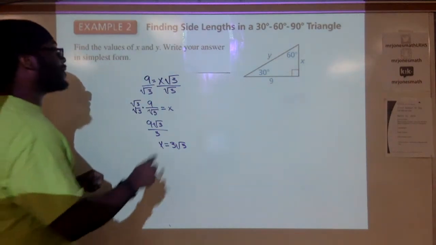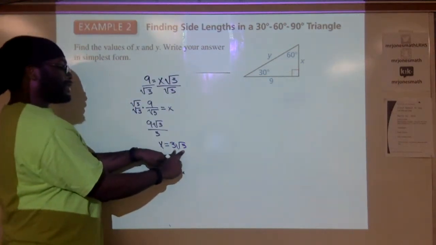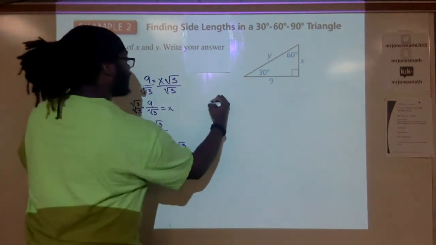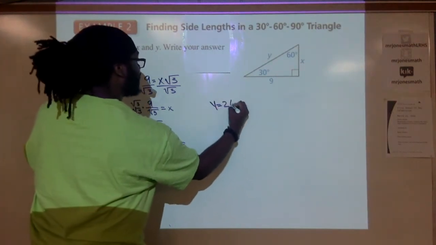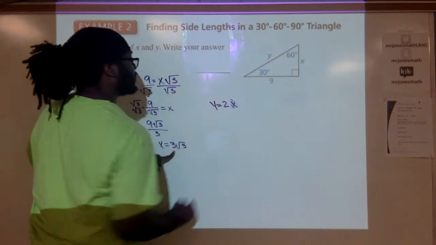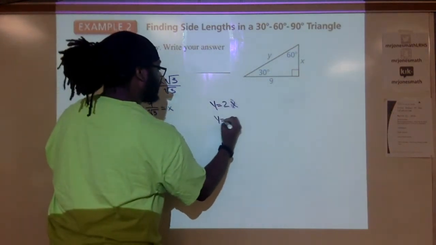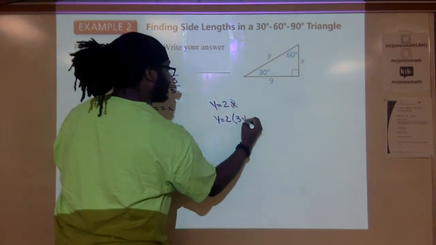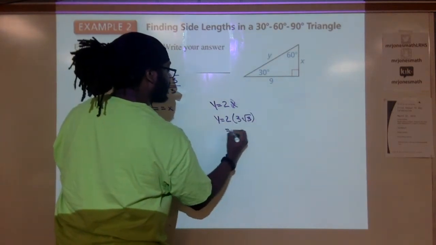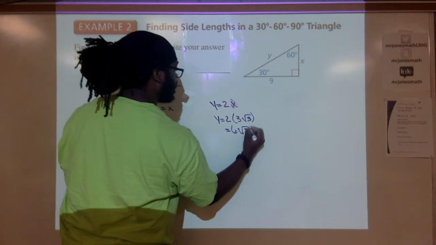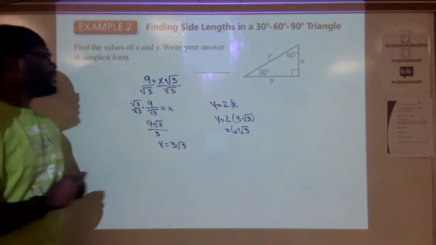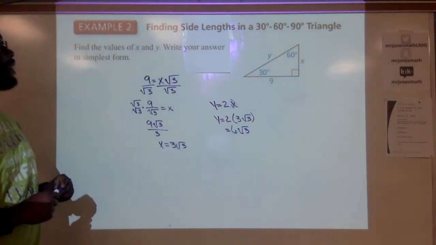Now, to find our hypotenuse, since we know this is our short leg, we know y is 2 times whatever our short leg is. 2 times our short leg here is x. We know what x is, so y equals 2 times 3 square roots of 3, which is 6 square root of 3. Simple enough.